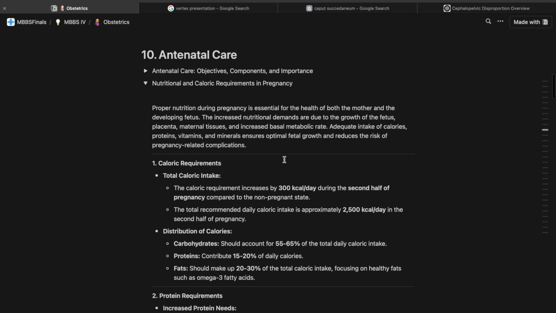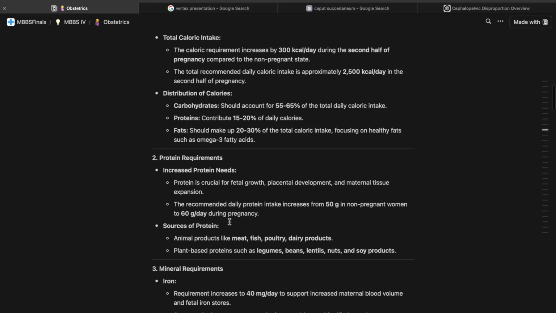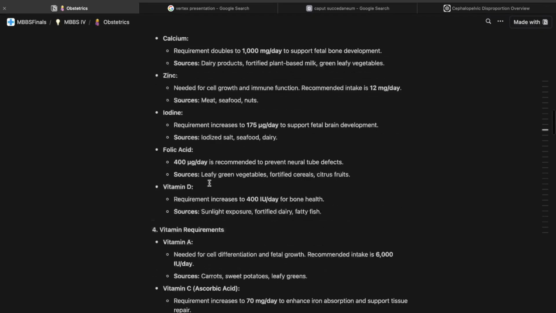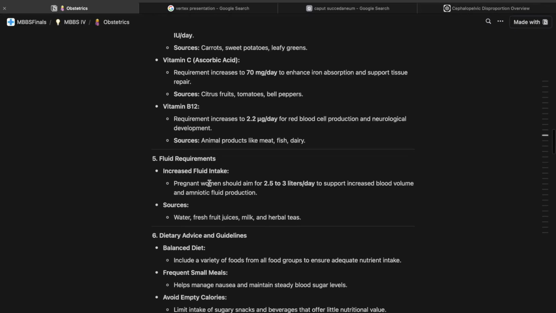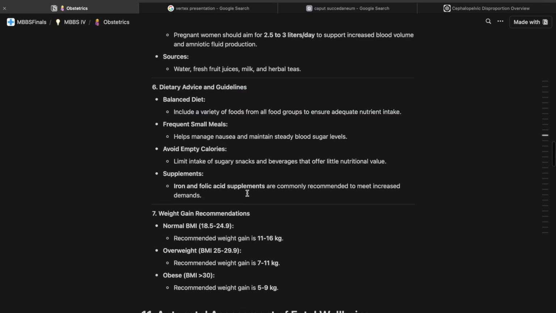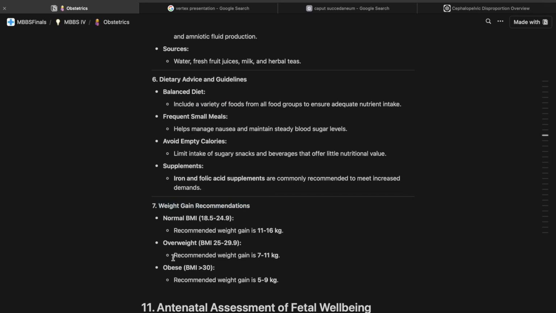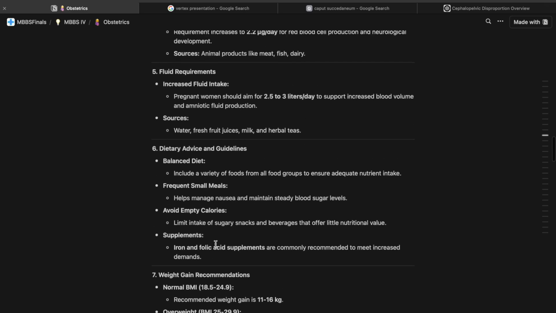We know why it is required, right? There is the fetus, the placenta, the maternal side, and the compensatory basal metabolic rate increase, and everything requires more calories, more proteins, vitamins and minerals. Next, coming to calorie requirements, protein requirements, mineral requirements, vitamin requirements, fluid requirements, overall dietary guidelines, and finally the weight gain recommendations and the actual BMI numbers.